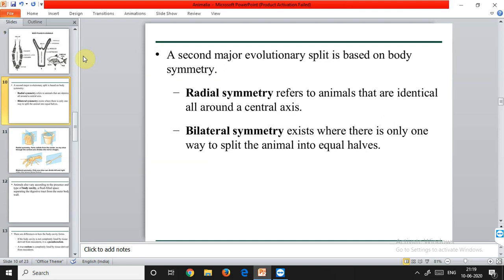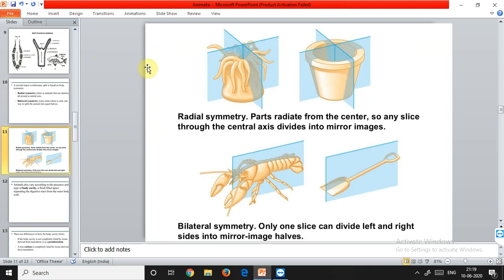Then comes the radial symmetry. What happens in radial symmetry? In radially symmetrical animals, a cut through the axis of the body, this you can see in the diagram, a cut made through the axis of the body at any point gives two equal halves that are mirror images of each other. So what are mirror images? The non-superimposable images are said to be mirror images, like your hands are the mirror images of each other.